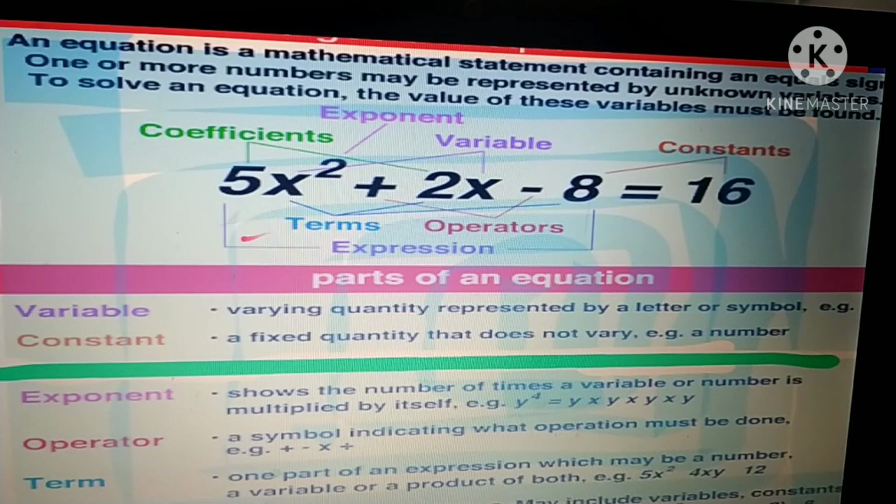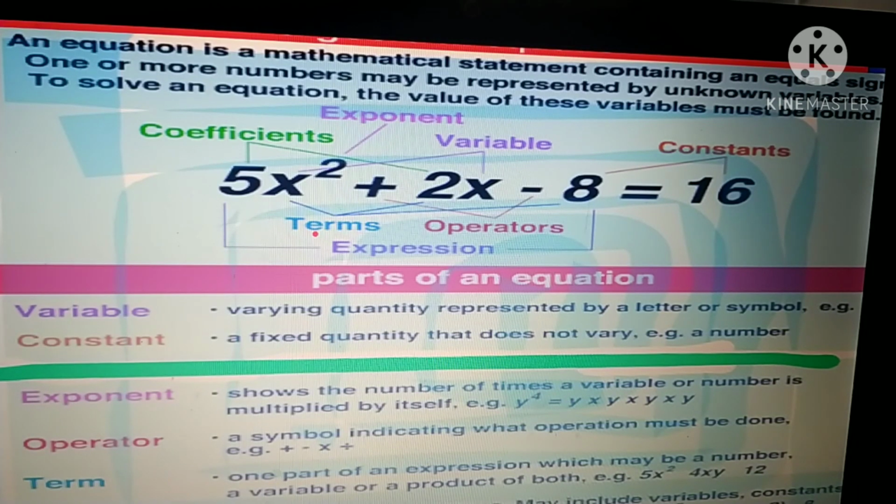If you come to this 5x square, 5 will be the constant and x square will be the variable. Together, 5x square will become one term. 2x is a term, 8 is a term, 16 is a term. Here plus, minus, equal to are mathematical operations. Now 5x square plus 2x minus 8 is an expression. 5x square plus 2x minus 8 equal to 16, if you talk about all these things together, is called an algebraic equation.